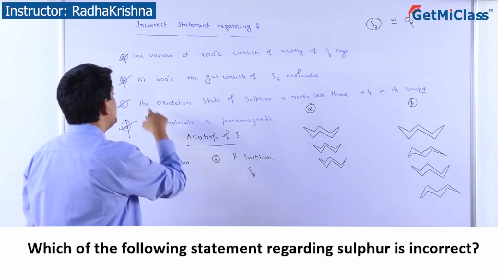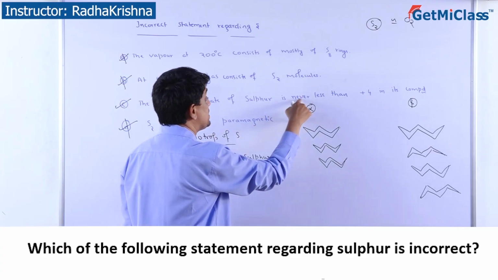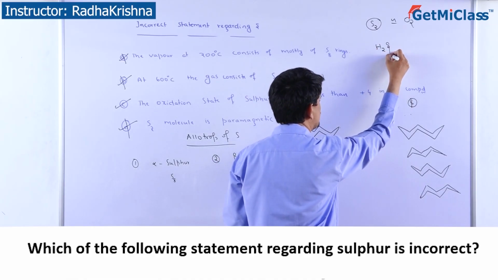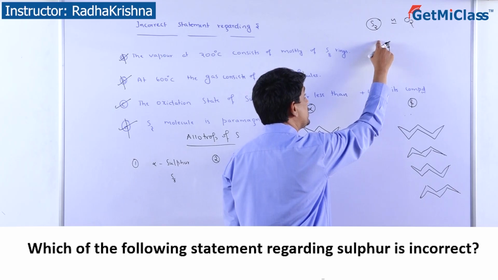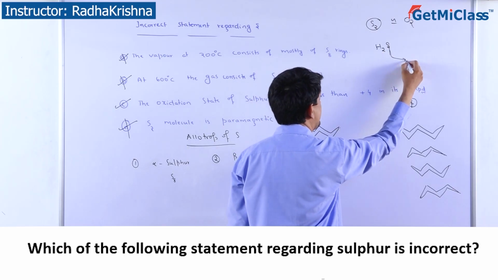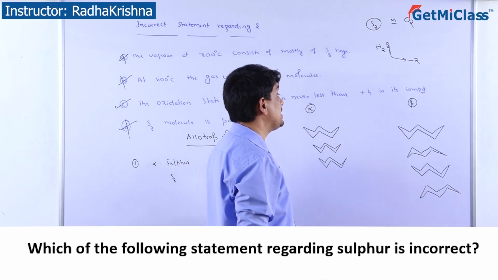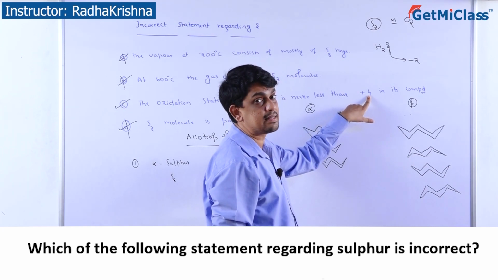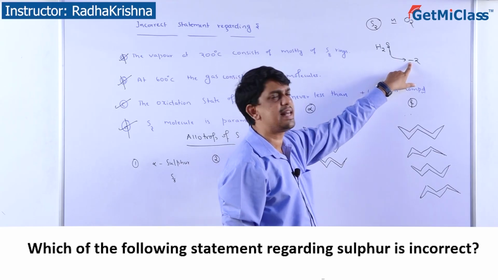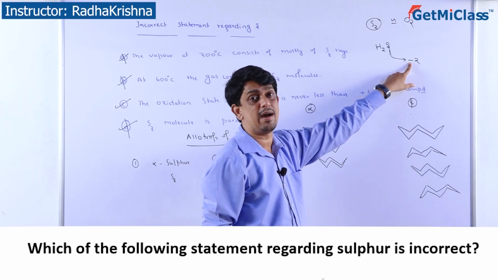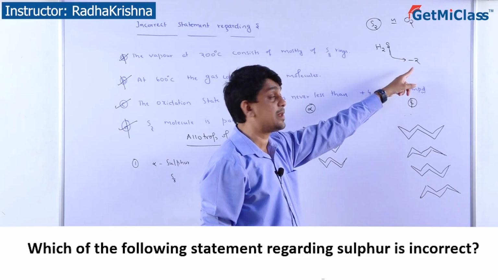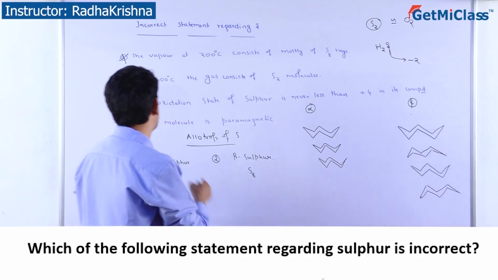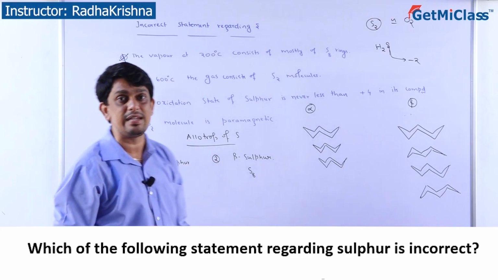Why? Let's see. The statement says the oxidation state of sulfur is never less than +4 in its compounds. I will take the example of hydrogen sulfide. I know hydrogen is +1, so 2 hydrogens give +2. So sulfur is -2. They are saying that sulfur in its compounds can never have an oxidation state less than +4. I can see sulfur has the oxidation state of -2 here, that is less than +4. It is the wrong statement they are giving. So option C, I said, is absolutely the right answer.